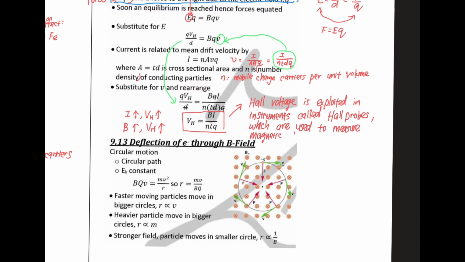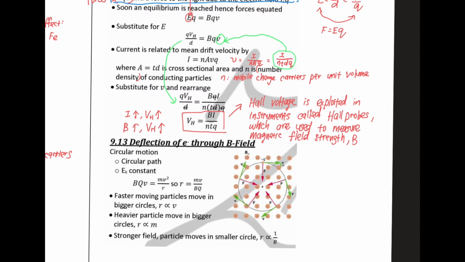magnetic field strength or magnetic flux density, which is B. So the probe is used to get the Hall voltage, and then through some system or through some calculation in the computer, they will tell you how much is your B. Okay, so that means at the end, we use a Hall probe to measure B.